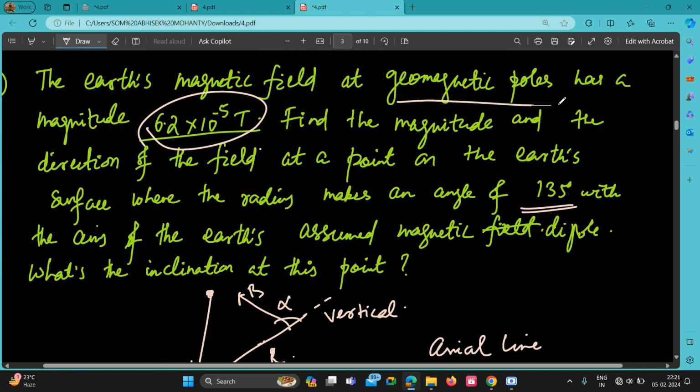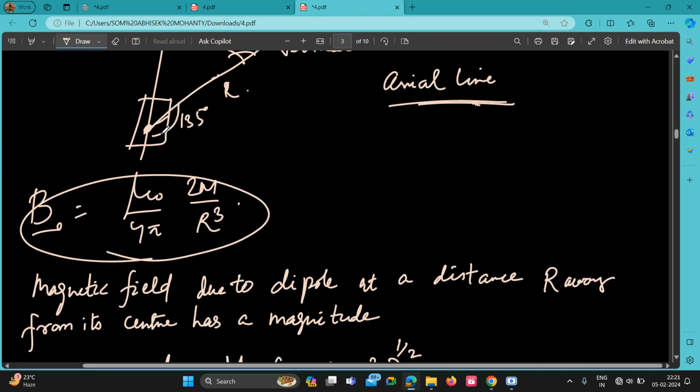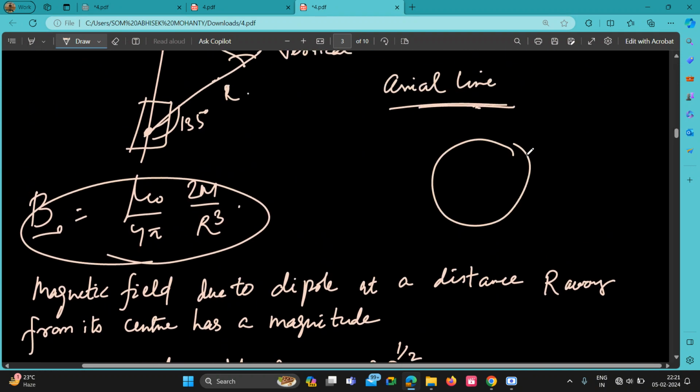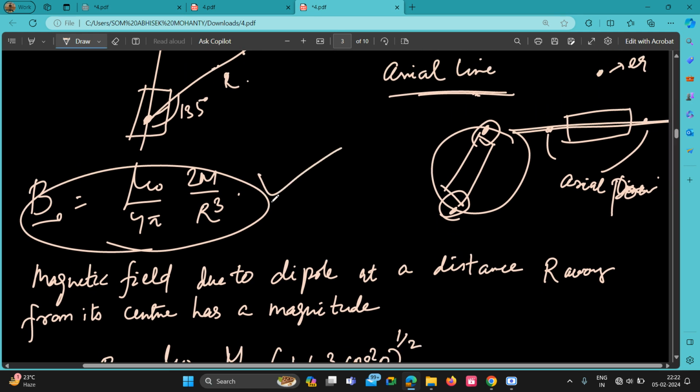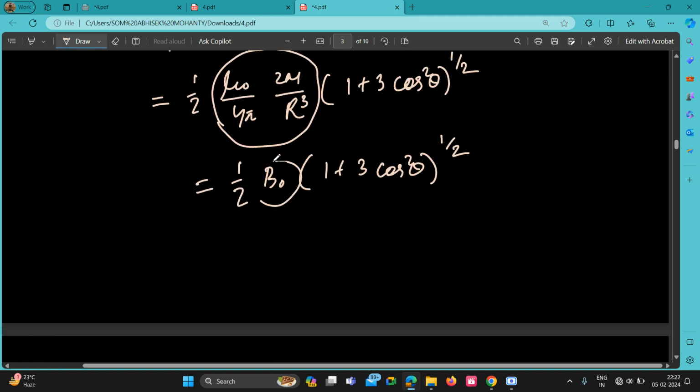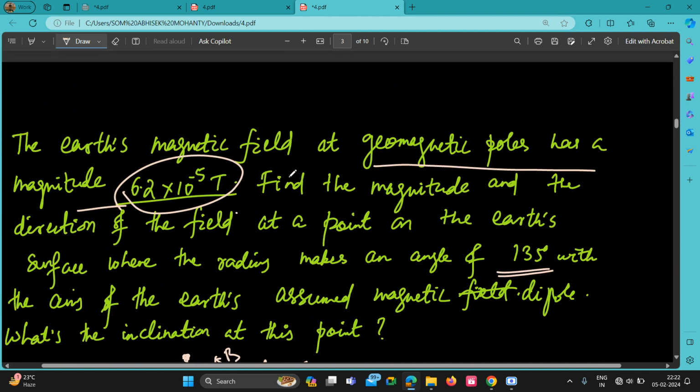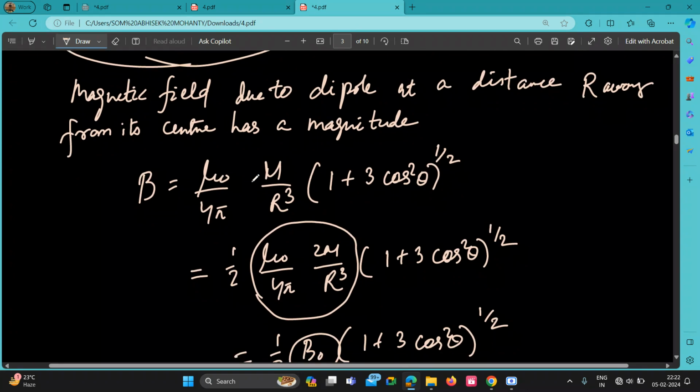Earth's magnetic field at geomagnetic poles has a magnitude. Again, I will explain geomagnetic poles. This is your Earth. Your Earth's magnet is kind of like this, isn't it? So the geomagnetic poles, these are which kind of positions for a magnet? If this is the axis, these are axial points. If it was here, it would have been an equatorial point, but these are axial points. So I wrote this as the axial magnetic field. So for Earth, this is B naught. B naught is your axial point, and it is given as 6.2 into 10 to the minus 5.